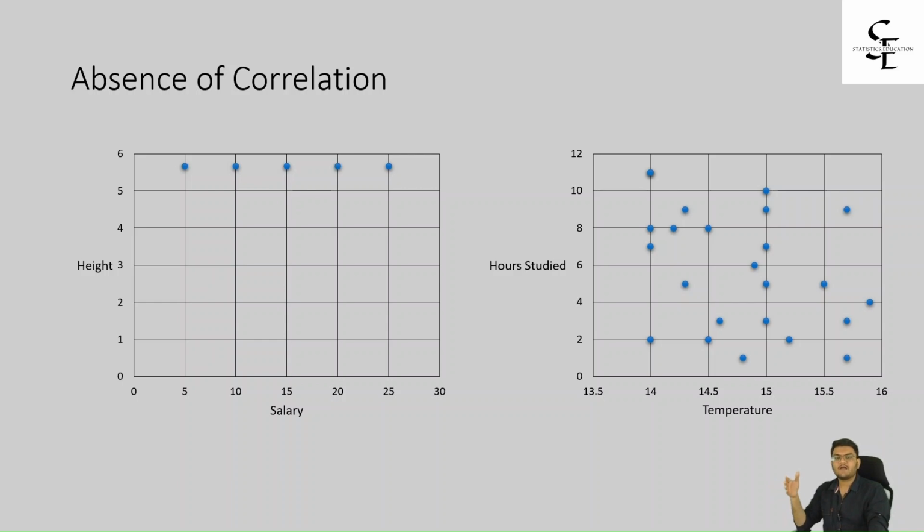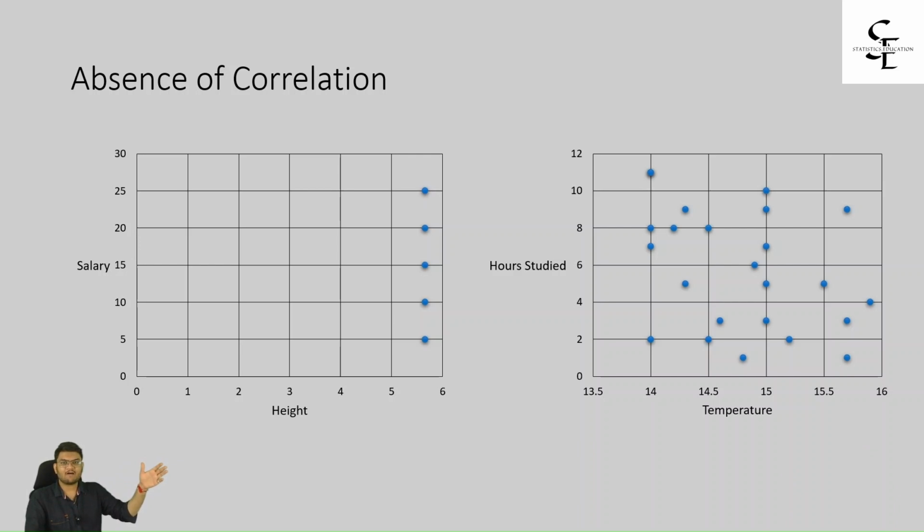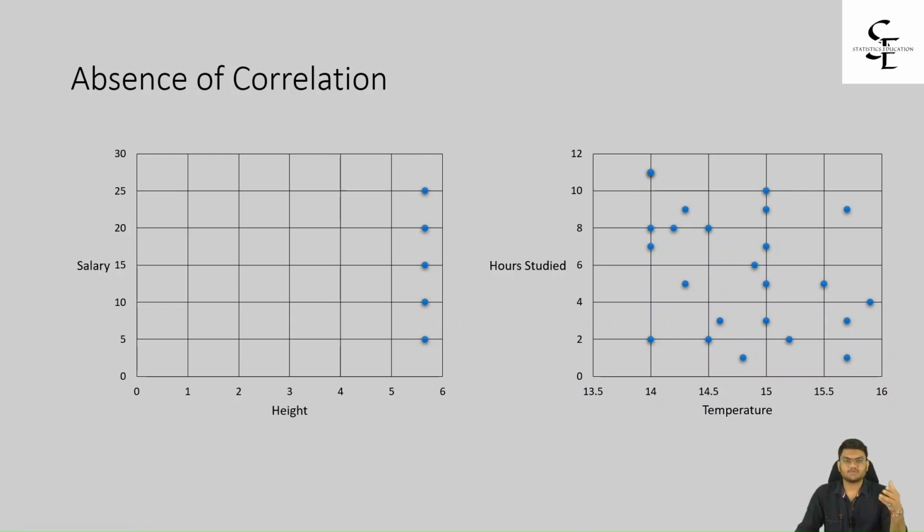Now here, if we have plotted salary on the y-axis and height on the x-axis, the graph would look like this. So here, the line will be parallel to y-axis. So it depends where you are plotting the constant variable. On the second graph, we have temperature on the x-axis and hours studied on the y-axis. Here, the temperature and study hours have no relationship. Thus, you can notice the points are randomly scattered on the graph paper, indicating there is absence of correlation. I hope you understood the absence of correlation.